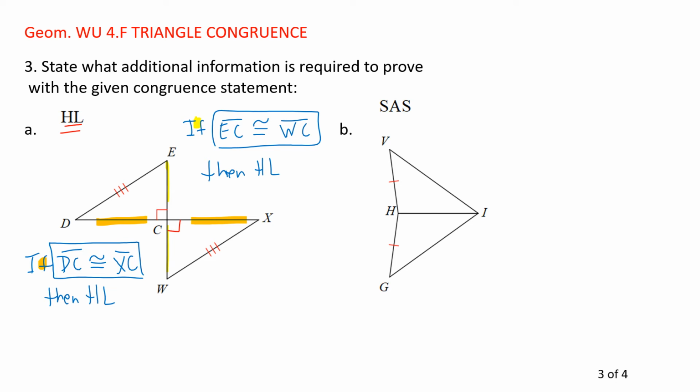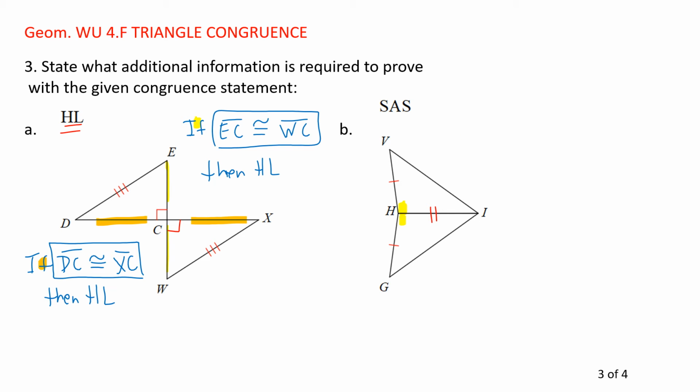Side, angle, side. I know that this side is congruent to itself. I want it to be side, side, and an included angle. So the only angle that is an option for that is the angles right here, H and H. Of course, it's not correct to say angle H.